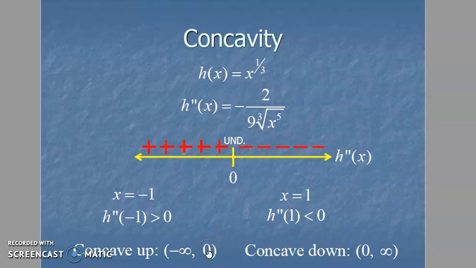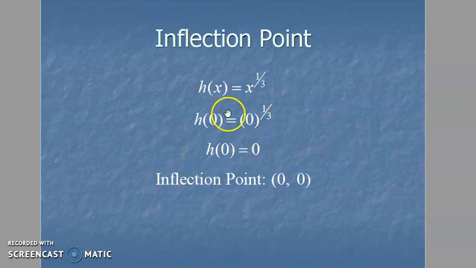So from minus infinity to 0 it is concave up, and from 0 to infinity it is concave down. So the concavity is changing at the point 0. So here 0 will be the inflection point. Now our function h of x is x raised to 1 by 3. So at x equal to 0, h of x is also 0. So the coordinate of the inflection point will be 0, 0. h at 0 is equal to 0. So therefore the inflection point is 0, 0.